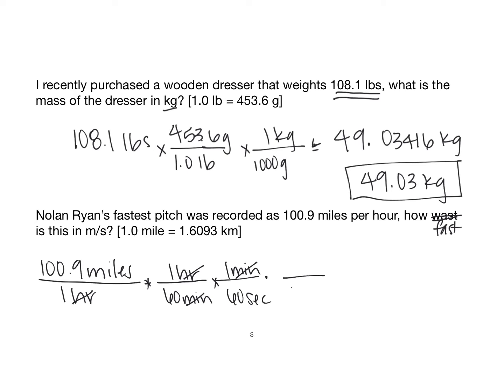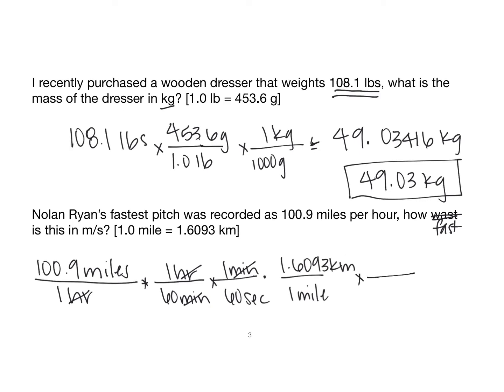So we know that 1 mile is 1.6093 kilometers. And we know that in 1 kilometer, there's 1,000 meters. So in this case, when we plug this into our calculator, we get 45.11 meters per second. So we want to look at that type of information.